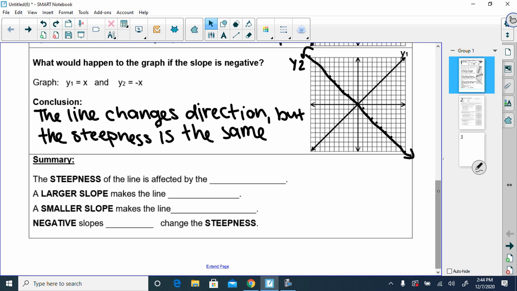Okay, so with those conclusions that we drew, they want us to summarize that here at the bottom. So it says, first of all, the steepness of the line is affected by what? What part? The y-intercept or the slope? Good. Okay, and then when it became smaller, like a fraction, what happened? Very good.